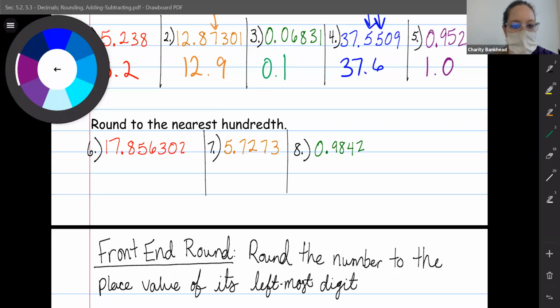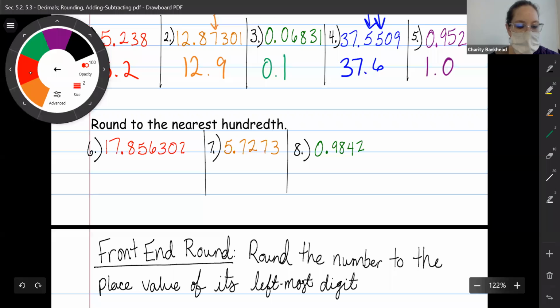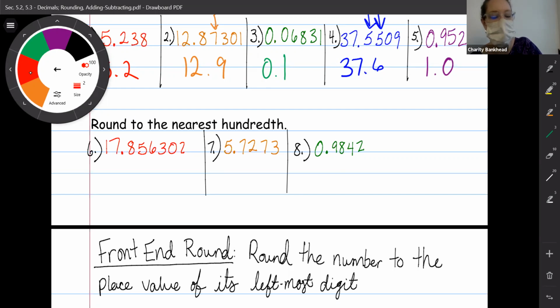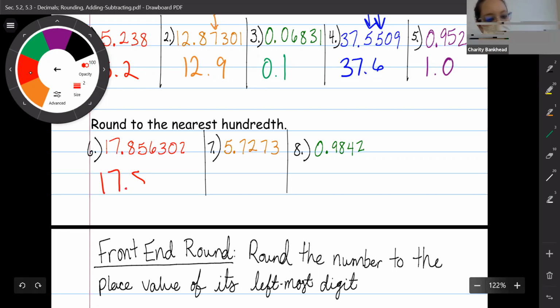Okay. So round to the nearest hundredth. All right, so on number 6, we have a 5 in the hundredths place, followed by a 6. So 6 is greater than or equal to 5, so that 5 is going to round up, which means it's going to be 17.86.